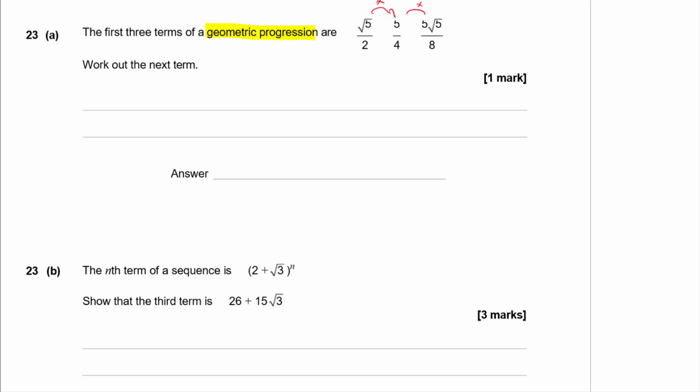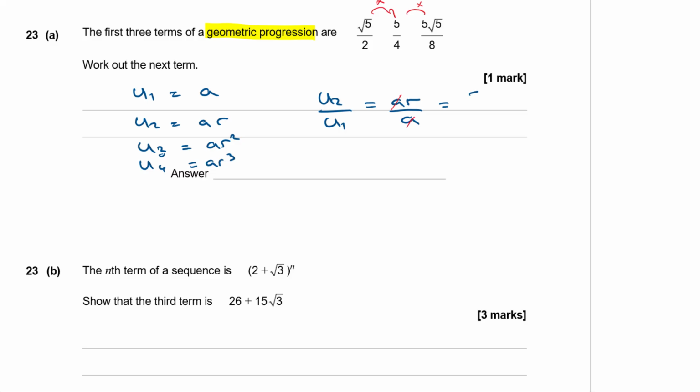Now, in a geometric progression, if the first term is A, then the second term is A times R, what that common ratio is. And then the third term is going to be AR squared. And then the fourth term is AR cubed. Okay, so if we take any two consecutive terms, like if I take U2 and divide it by U1, I'm going to get AR over A, and then that's going to cancel out and leave me with the common ratio.